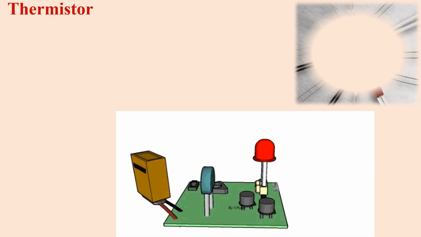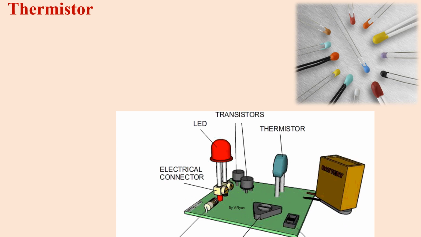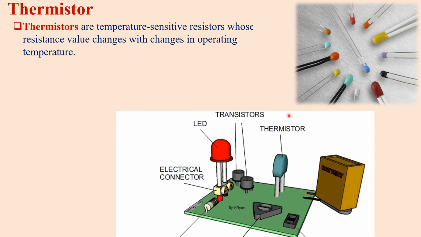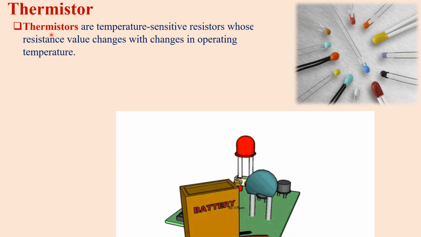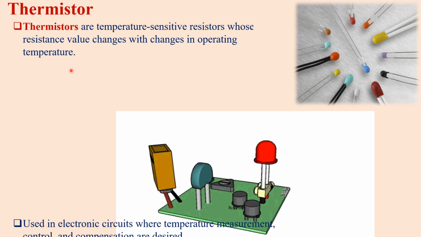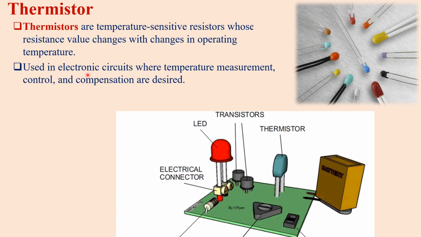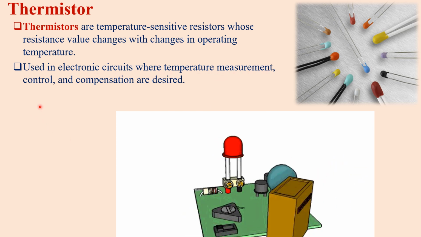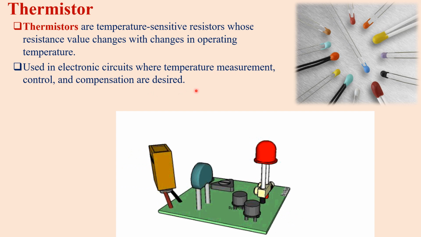Thermistor. Thermistor is combination of two words, thermal and resistor. Thermistors are temperature sensitive resistors whose resistance value changes with change in operating temperature. It is used in electronic circuits where temperature measurement, control, and compensation are desired.